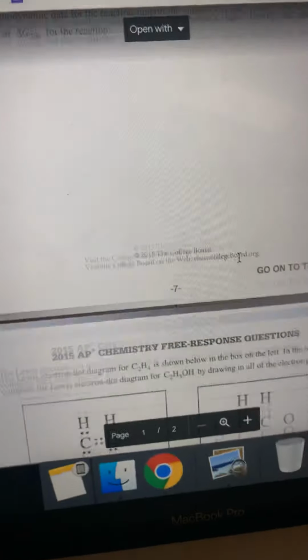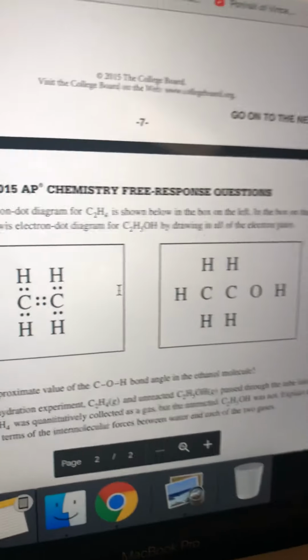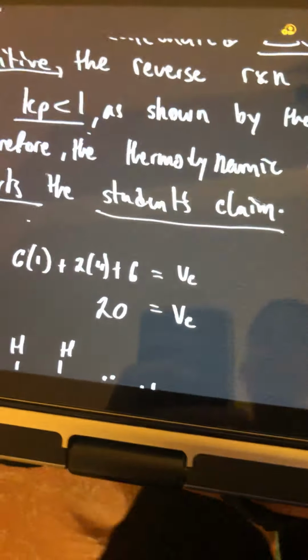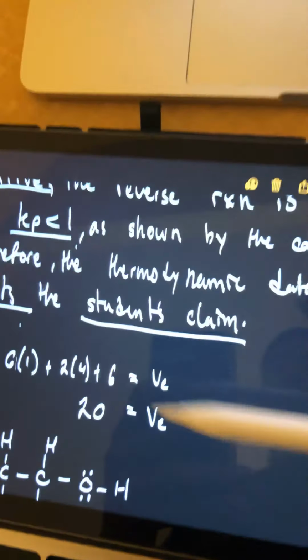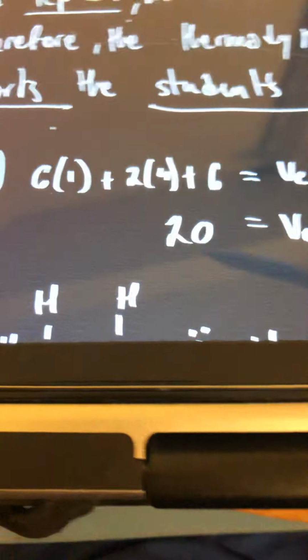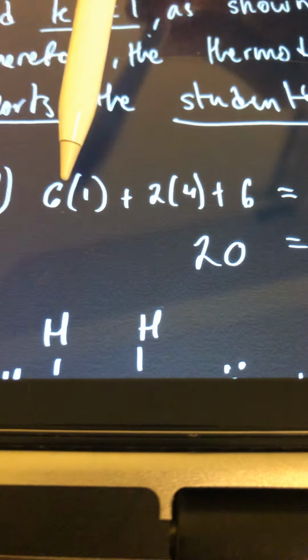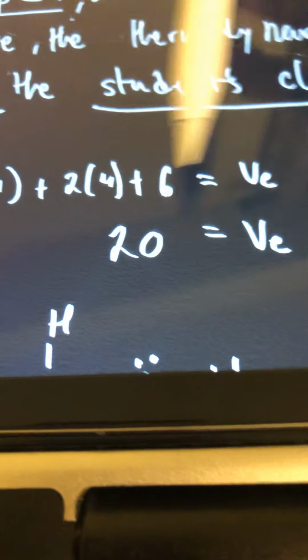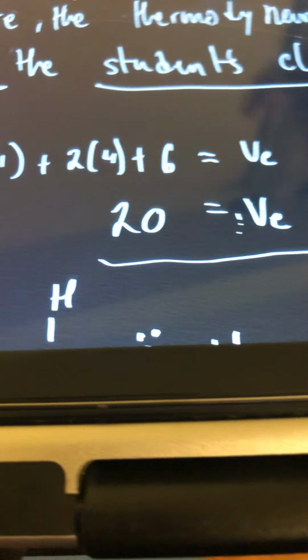Okay, what does part D say? Part D says, draw Lewis diagram. That's about it. So the first thing we want to do when we draw the Lewis diagram is find the number of valence electrons, and for ethanol, this is the number of valence electrons. So I just multiplied them, and I got 20 valence electrons.